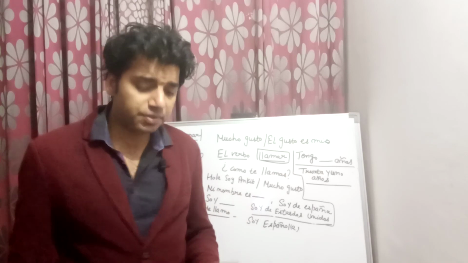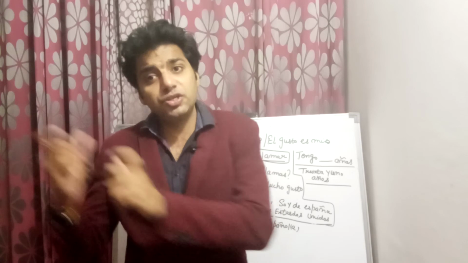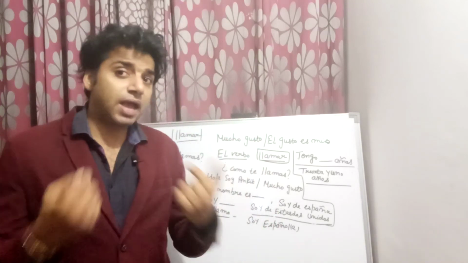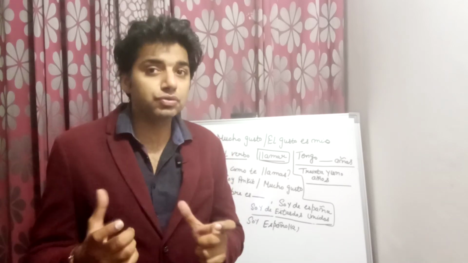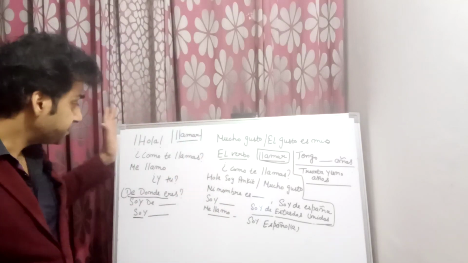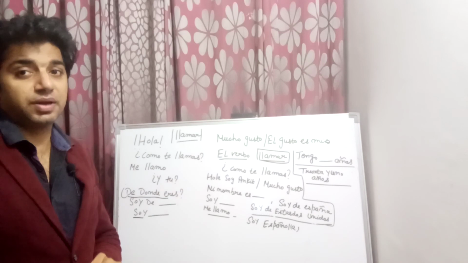If I'm saying I am 31-year-old, 30 is 30, 31 is 31. We already have done the counting, right? So if I'm saying I am 31-year-old, tengo 31 años. Años is basically your year. So basically guys, these are the things like how to express yourself in Spanish language.